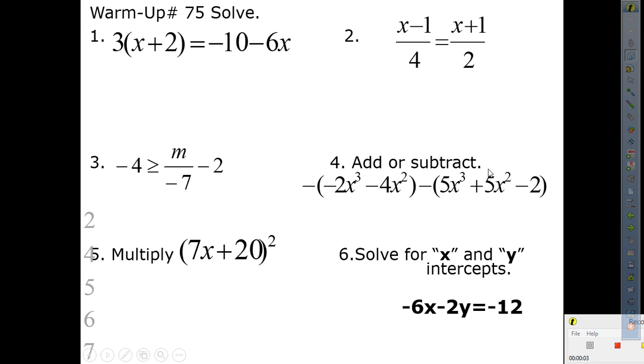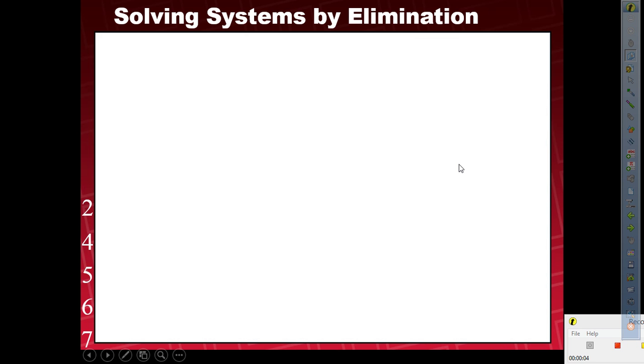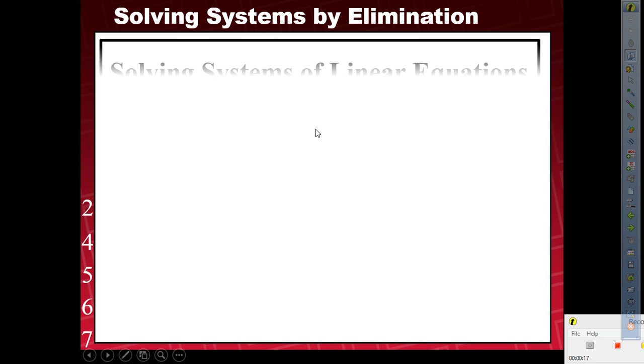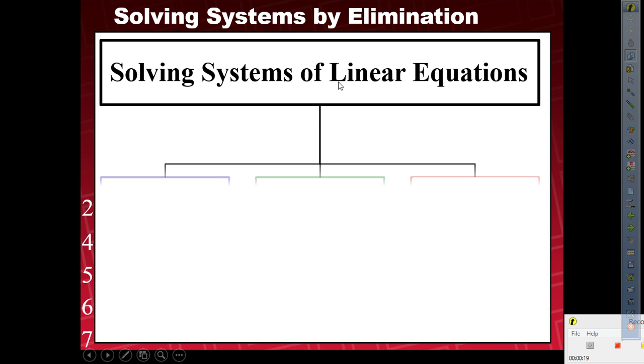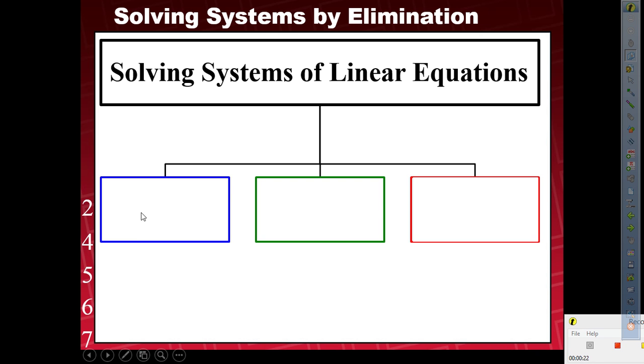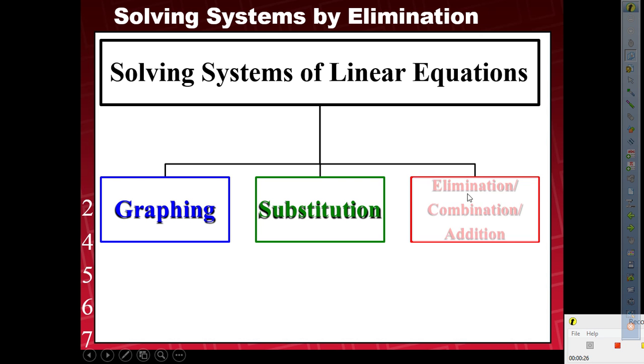So, yes. We already covered solving by graphing and by substitution. Today we're covering by elimination. If you notice on the board, it should say by elimination. So let's see where we're at. We solved systems of linear equations by graphing, by substitution, and today we're covering something called elimination, also known as combination, also known as addition. These are the three different methods that we're going to learn to solve systems.